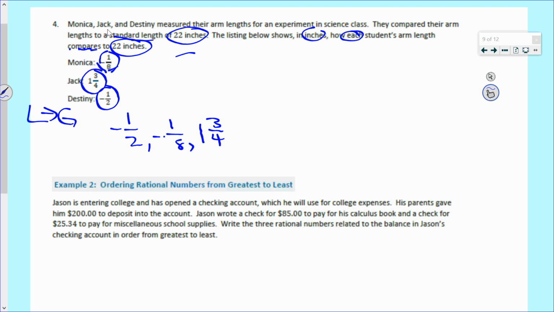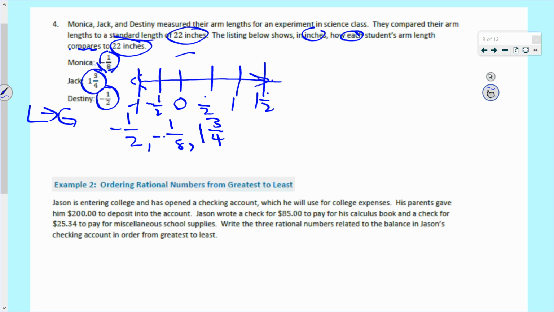One eighth is smaller than 1/2? So let's look at our number line real quick, guys. Here's another one of those where a number line can help you. If I do this in 1/2 increments, so negative 1/2, negative 1, 1/2, 1, 1 1/2. 1 3/4 is actually going to be a little bit out this way. There's 1 3/4. Where would negative 1/8 be?